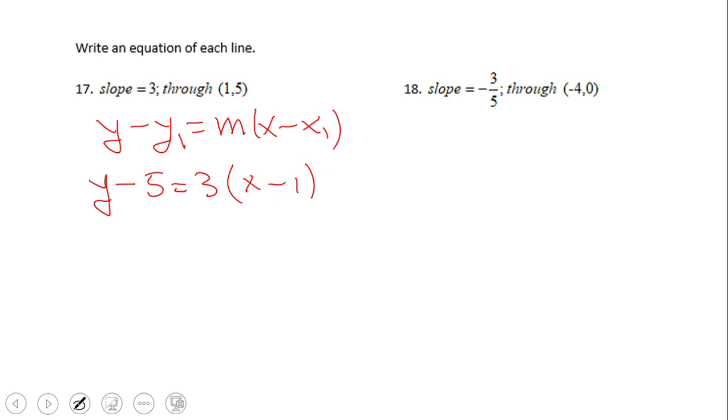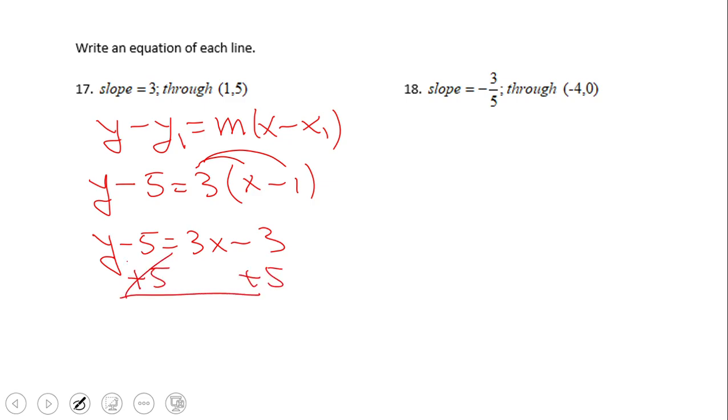Sometimes you may want to read the problem. You could have stopped here because they said write an equation of each line, but let's try to get the slope-intercept form. So distributive property, then add 5. And that's it. We have the slope-intercept form, which is a unique form. Go ahead and try now problem number 18. Stop the video clip and I will see you back in a couple of minutes, please.